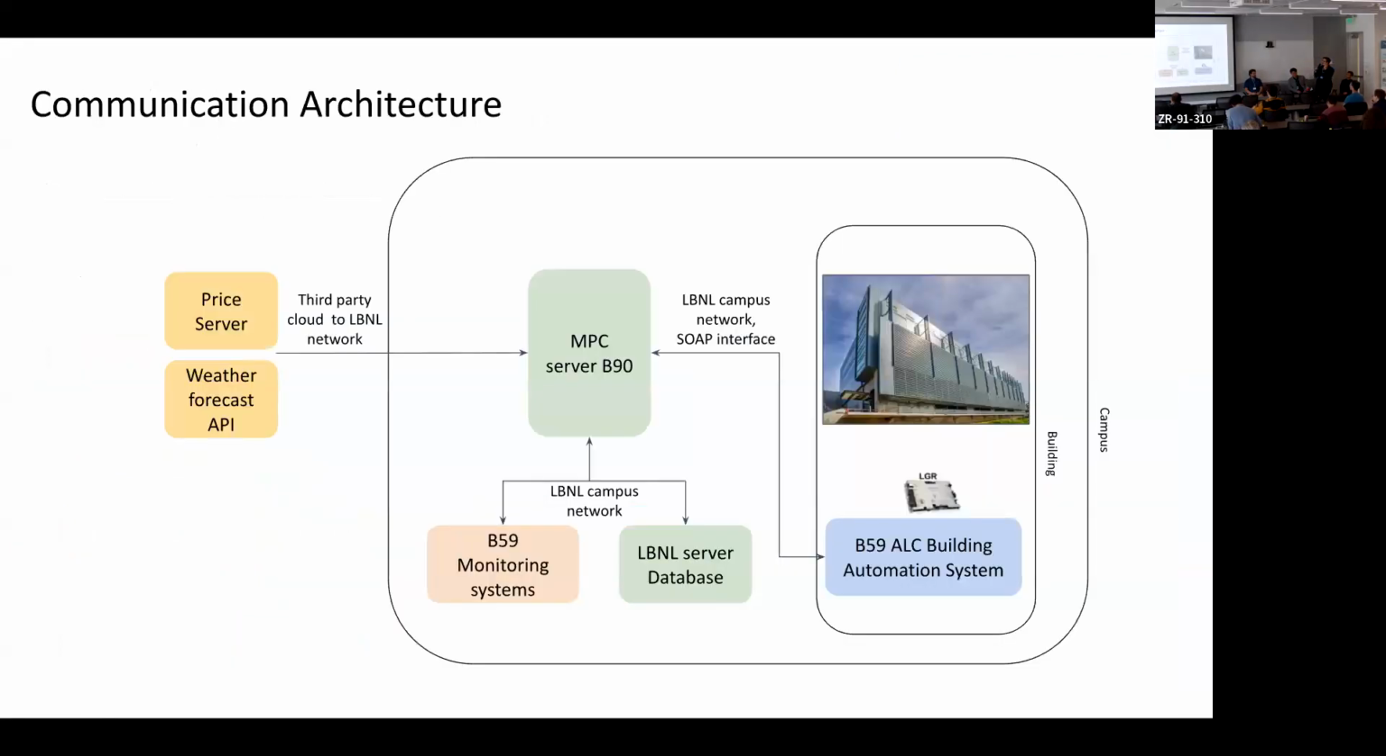In terms of communication infrastructure, the core of the MPC is a server in building 90, another building within the campus network, that takes price signals used for the optimization and weather forecasts. It also takes monitoring data from the building automation system and from different sensors that were placed ad hoc inside the building to better operate the MPC. Then it runs the calculations, and all the results and data are stored in a separate database in another LBNL server within the campus. Then these set points are sent back to the building for active control.